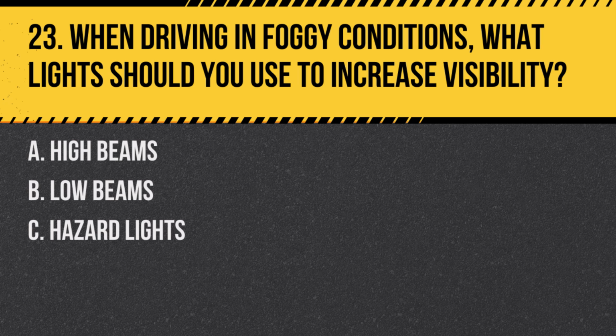A. High beams. B. Low beams. C. Hazard lights. Answer. B. Low beams. When driving in foggy conditions, you should use low beams to increase visibility and reduce glare, as high beams can reflect off the fog and decrease visibility.